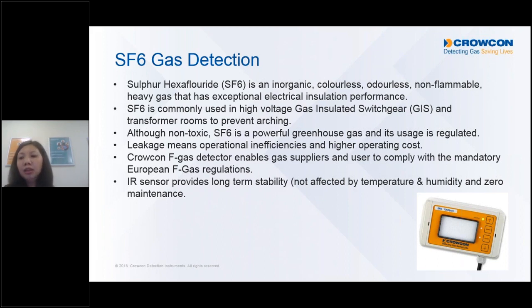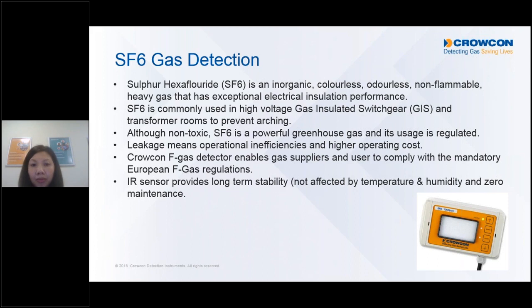You will have what we call SF6 detection in the gas insulated switchgear or in the switchgear room. Okay, this switchgear basically converts high tension, high voltage electricity to low voltage. It's commonly found in many industrial estates, residential areas. Okay, so sulfur hexafluoride is an inorganic, colorless, odorless, very heavy gas, but it has excellent insulating performance.